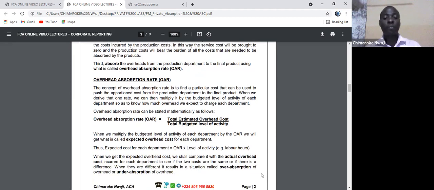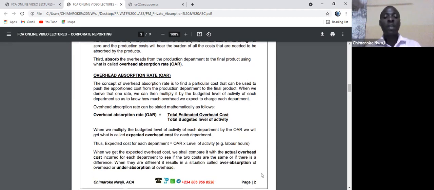Okay, so this gives rise to what we call over absorption and under absorption. This concept of over absorption and under absorption, what is it? Okay, so let's see how we will explain over absorption and under absorption. Usually, I use this example.